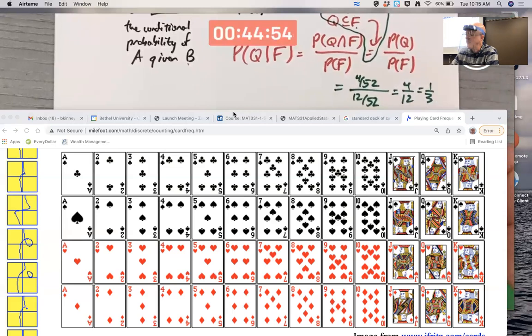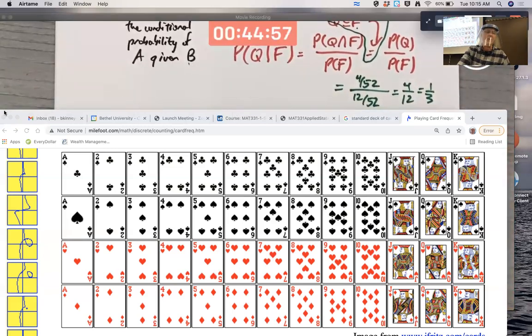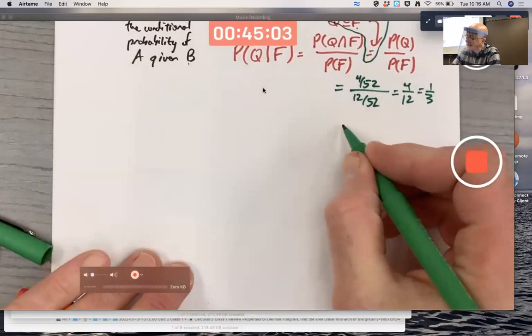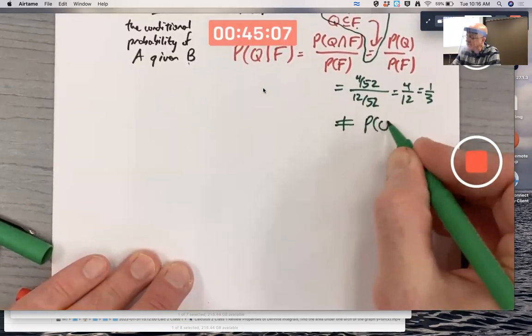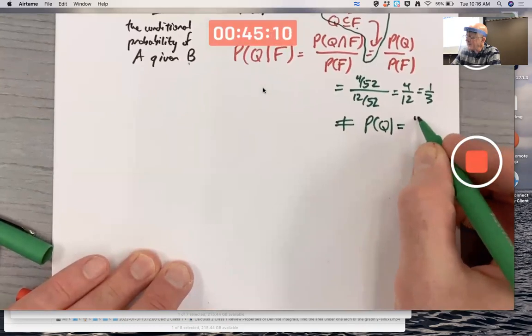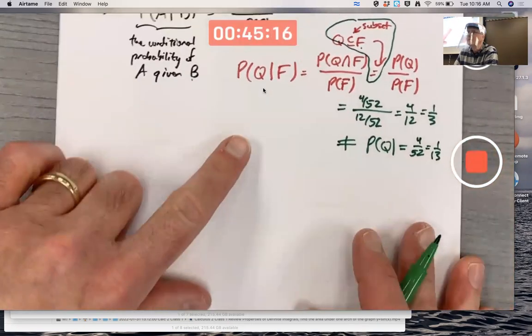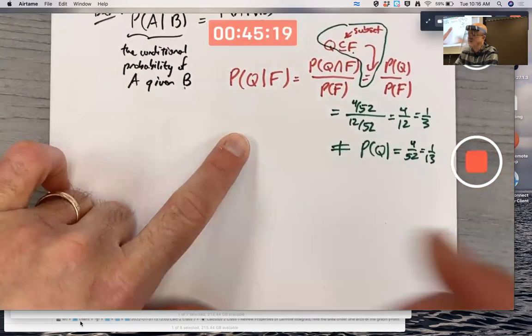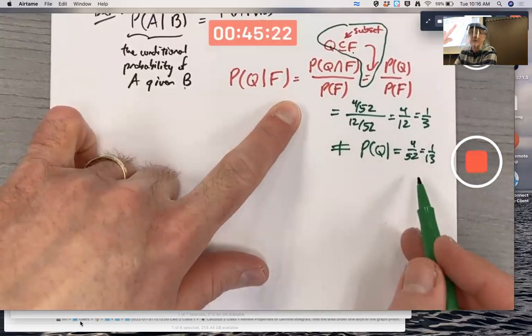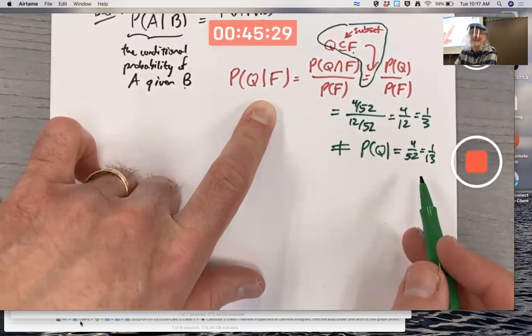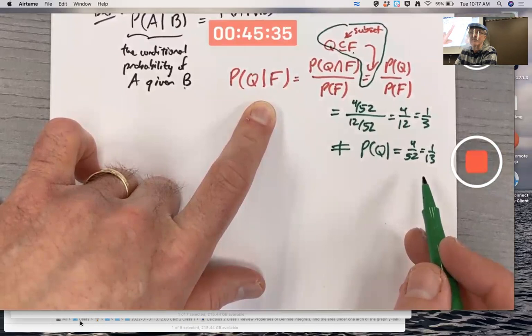Notice this is not equal to the ordinary probability of getting a queen, which was 4/52 or 1/13. The conditional probability of getting a queen, given that the card is a face card, is not equal to the probability of being a queen. What's that called? What do we say about Q and F as events? They are not, from prob and stats, the word I'm thinking of starts with an I. They're not independent. They're dependent.